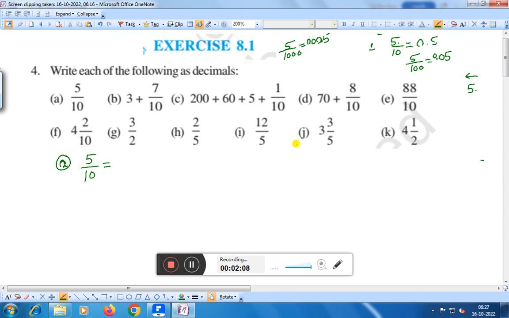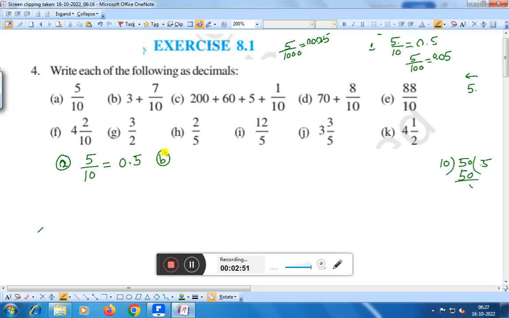Or here you can divide 5 by 10, then also you can get 0.5. How? Just divide 5 by 10, right? That means the point, it will be 0, and 5 to 10 is 50, right? But we will not divide, we will use the division method. That is 5 by 10 means it is 0.5, right? Why? Because the point was at the end of 5, it is divided by 10, that means the point will shift towards the left one place, that is 0.5, right?